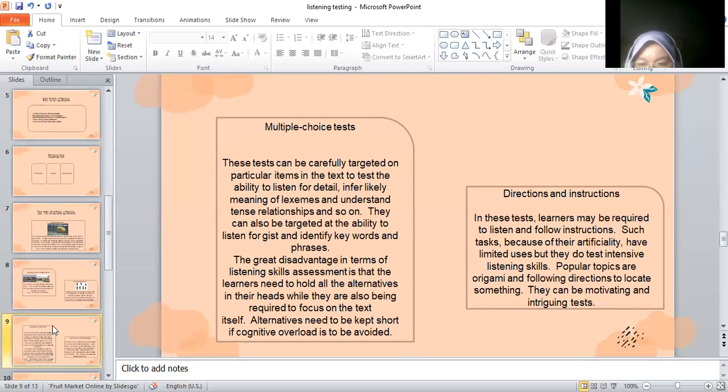And next we have direction and instruction. In this task, learners may be required to listen and follow instructions. Such tasks, because of their artificiality, have limited uses, but they do test intensive listening skill. Popular topics are origami and following directions to locate something. They can be motivating and intriguing tests.